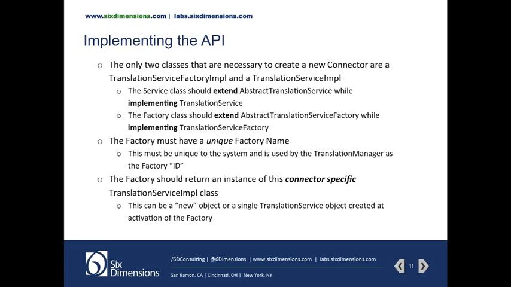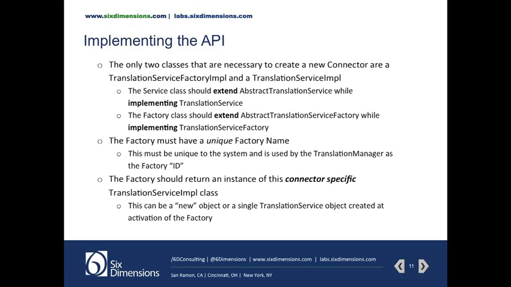Okay, so implementing the API. The only two classes that are necessary to create a new connector are a translation service impl class and a translation service factory impl class, and they don't have to be named that. The service implementation should extend the abstract translation service while implementing the translation service, and the factory should extend the abstract translation service factory while implementing the translation service factory. That's not a hard set rule, but I would be hard pressed to find a scenario where you would not want to extend those abstract classes.